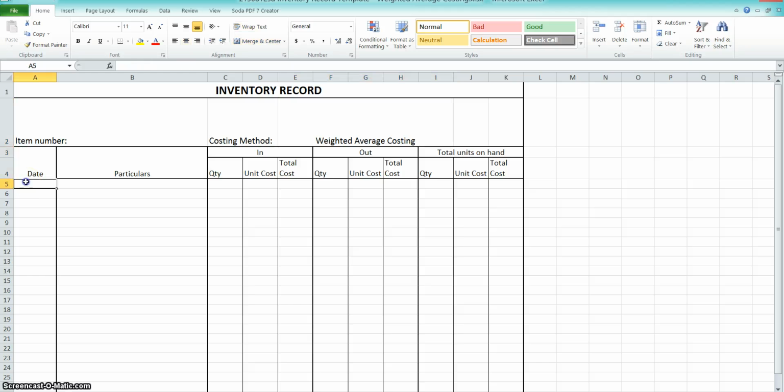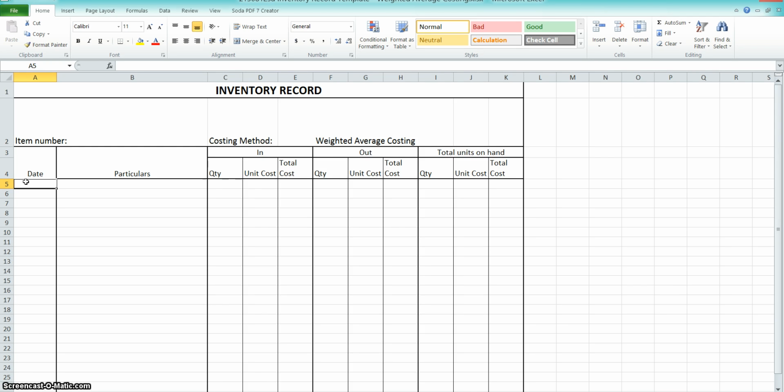Alright, so your first step is to read the question. From the following data, prepare a stock card using the weighted average method of costing inventories. Prepare a general journal entry to show any discrepancy found. All figures are provided net of GST. Alright, so then we're given a list of transactions.